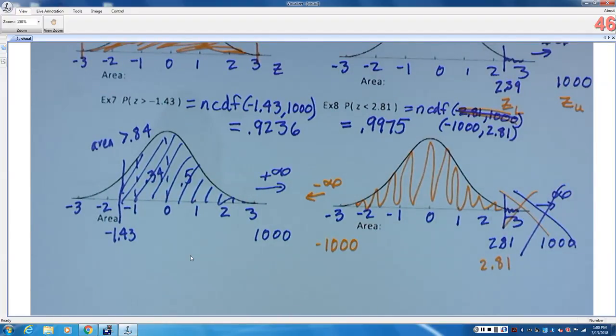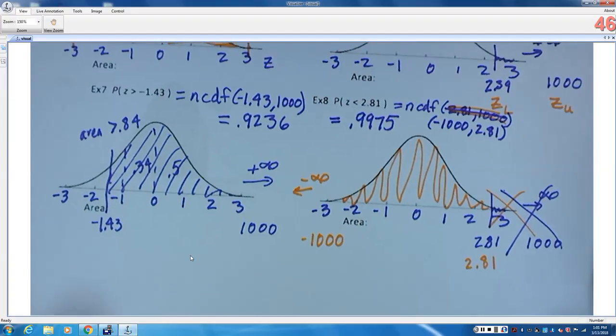Okay. So when it's greater than, you're gonna go from the number to positive infinity. When it's less than, you're gonna go from negative infinity to the number, and we just use negative 1,000 and positive 1,000. And then when it's between, it's even easier on the calculator, just put the two numbers in. Between is the easiest. If you have to use the table, it's more complicated. But if you understand what you're looking for, it's not that difficult, but I don't make you use the table. I don't even teach the table anymore.